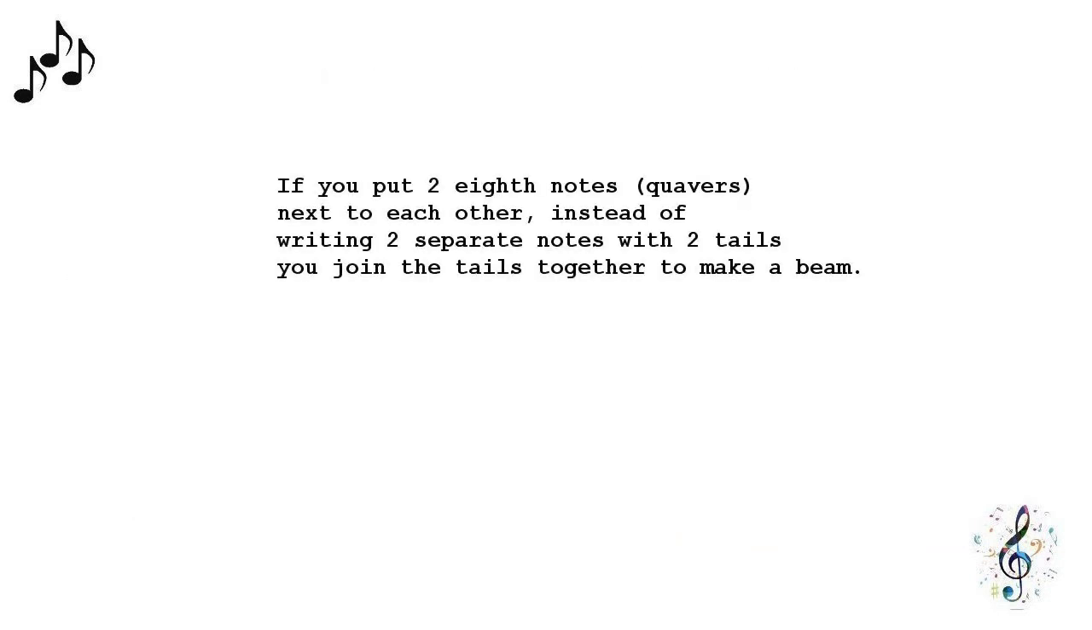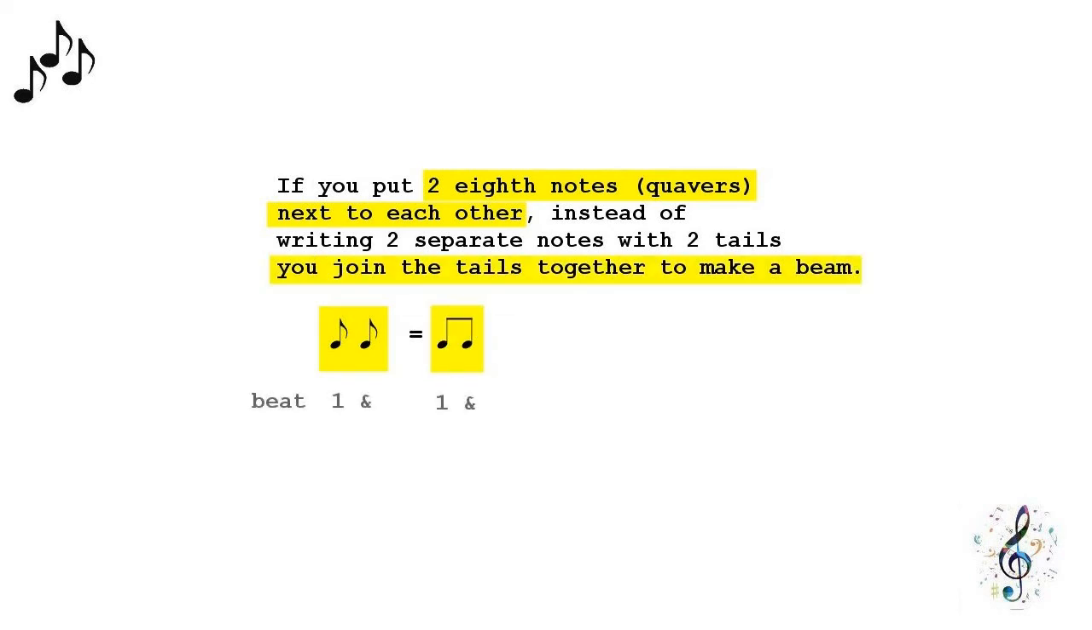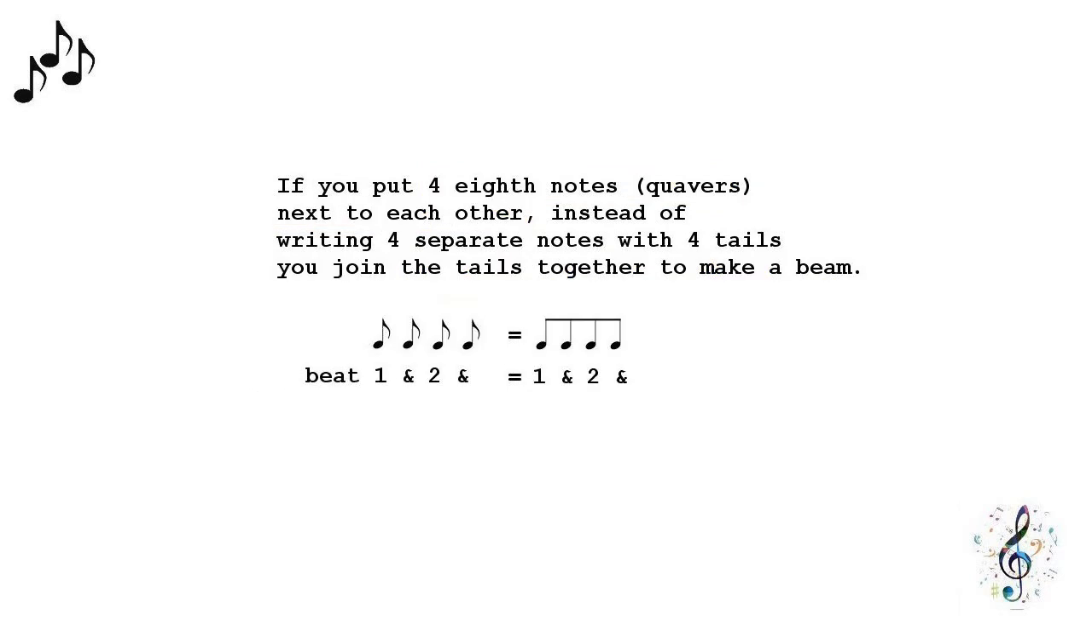If you put 2 quavers next to each other, instead of writing 2 separate notes with the 2 tails, you join the 2 tails together and make a beam. It's the same if you put 4 quavers next to each other. You can join the 4 with the 1 beam.